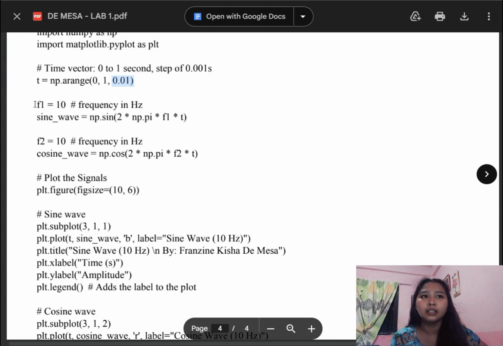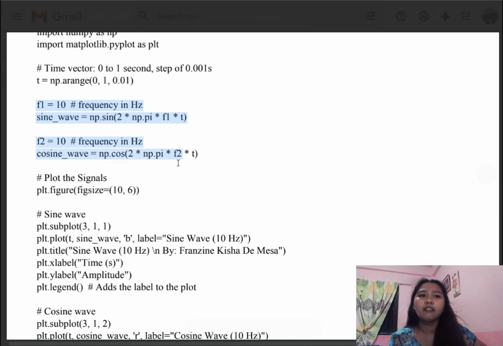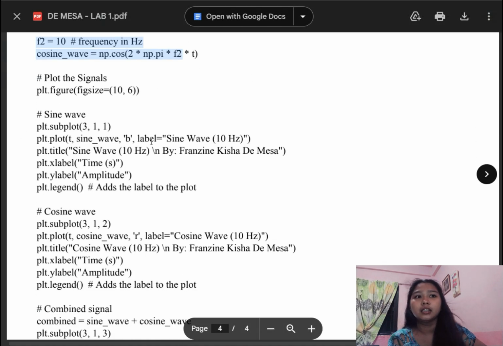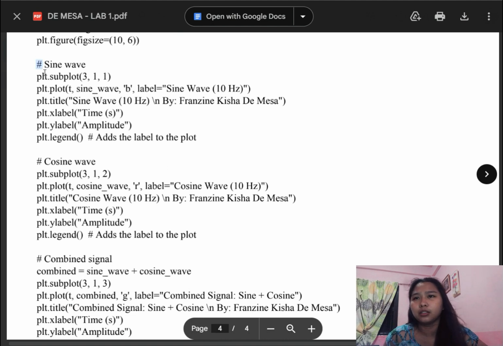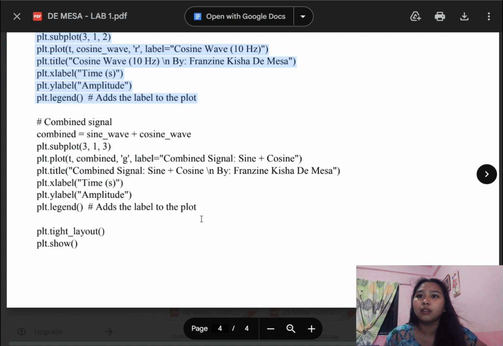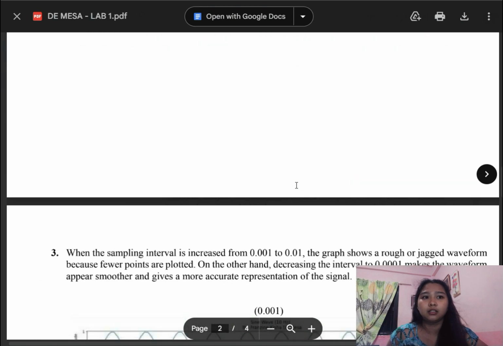Then I created the sine and the cosine waves, which both have a 10 hertz frequency. Then after that, I plotted each signal, the sine wave, the cosine wave, and the combined signal, using subplots for clear comparison. Here is the sine wave, here's the cosine wave, and here's the combined signal. Each plot includes labels, legends, and a title, which makes it easy to analyze.